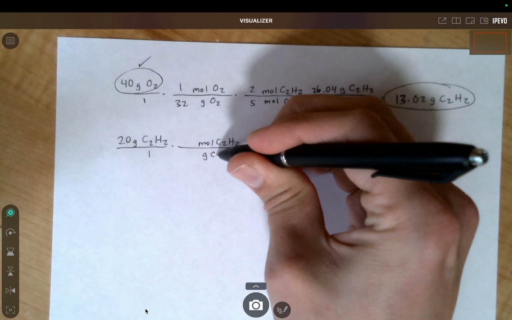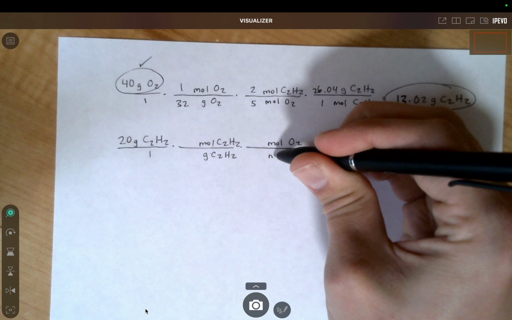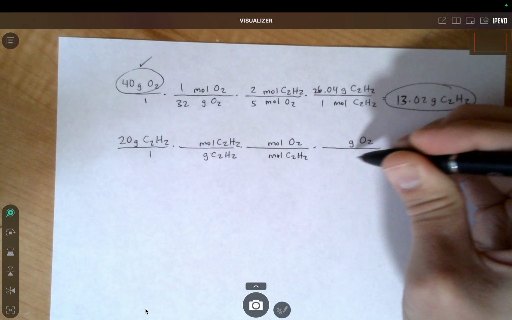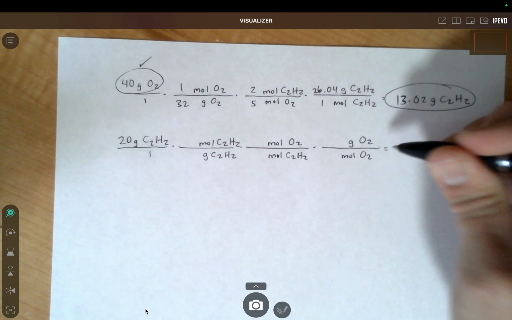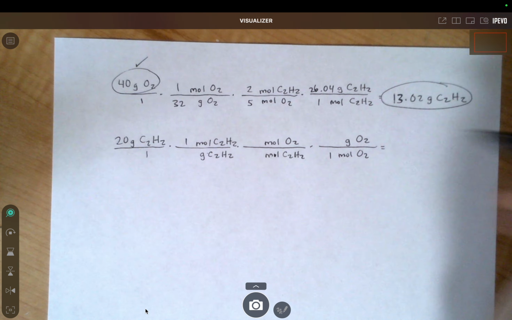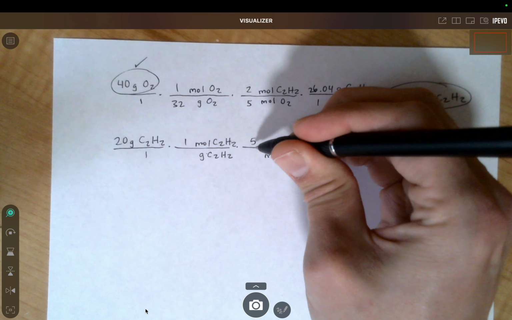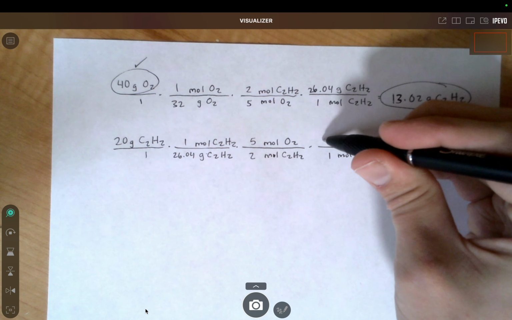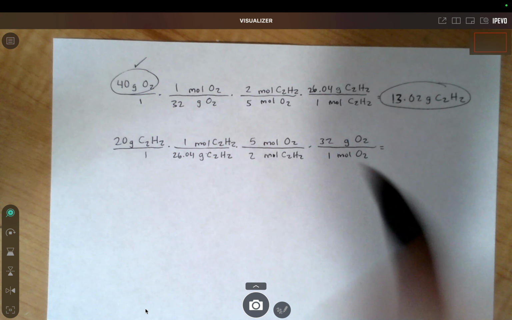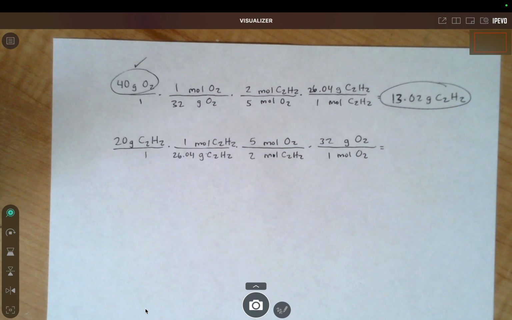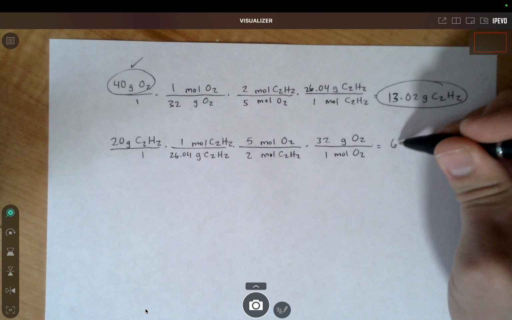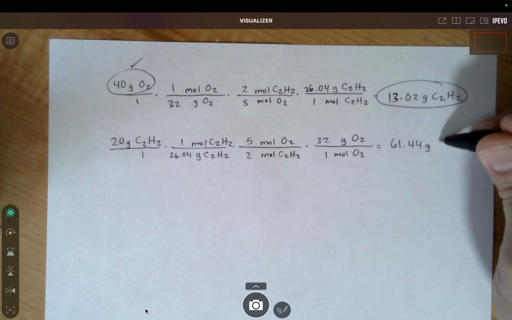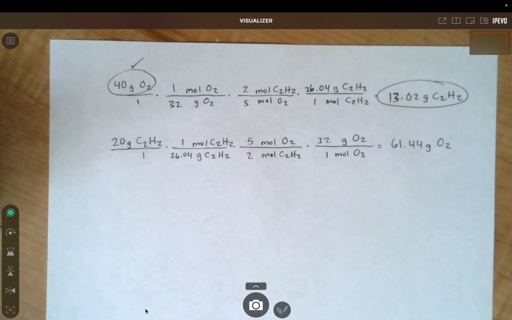Okay, grams of C2H2, moles of C2H2, and moles of O2. So 1 mole, 1 mole. In my coefficients of the equation, 5 moles of oxygen for every 2 moles of ethyne, and then 26.04 grams of ethyne, and 32 grams of oxygen. 20 times 5 times 32 divided by 26.04 divided by 2 gives me 61.44 grams of oxygen. What does this calculation say?